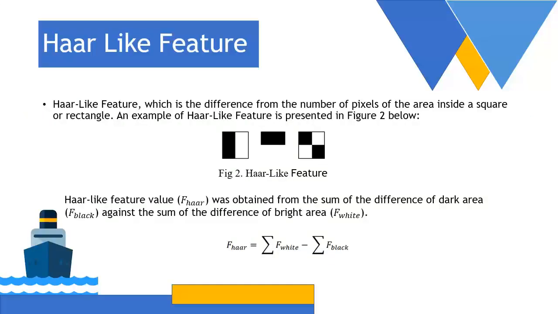We can calculate the Haar-like feature by finding the difference from the number of pixels of the area inside a square or rectangle. An example of Haar-like feature is presented in figure 2 below. Haar-like feature value, or F-Haar, was obtained from the sum of the difference of dark area, or F-black, against the sum of the difference of bright area.